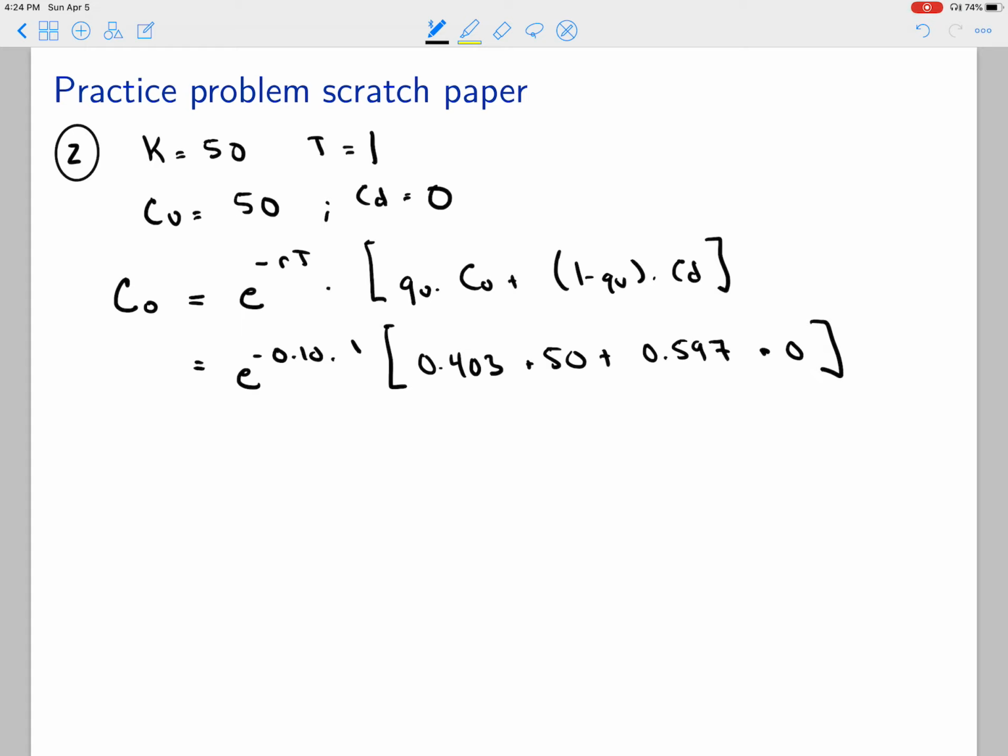Calculate this all out. This is 0 over here. The only thing that matters is this portion right here, and the discount factor. Call price is going to be somewhere around $18.25. Okay, so the call price is C_0 equal to $18.25. Notice how easy that risk-neutral probability calculation was relative to our previous calculations of the derivative.